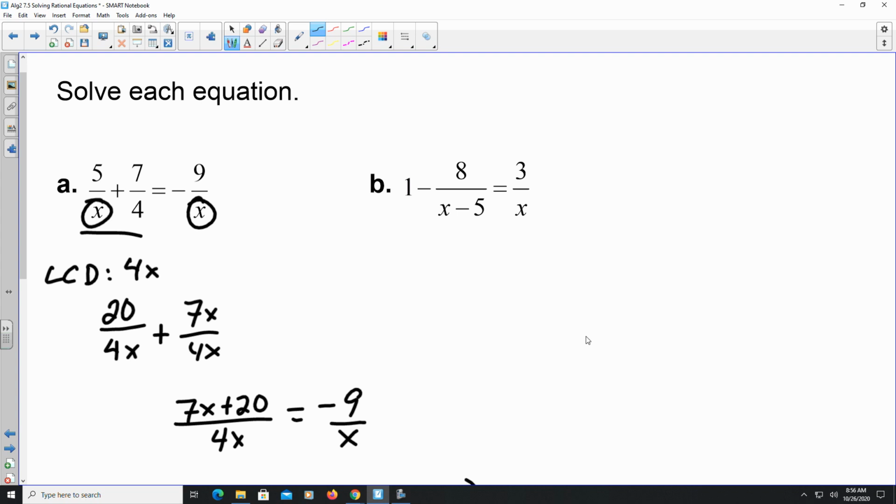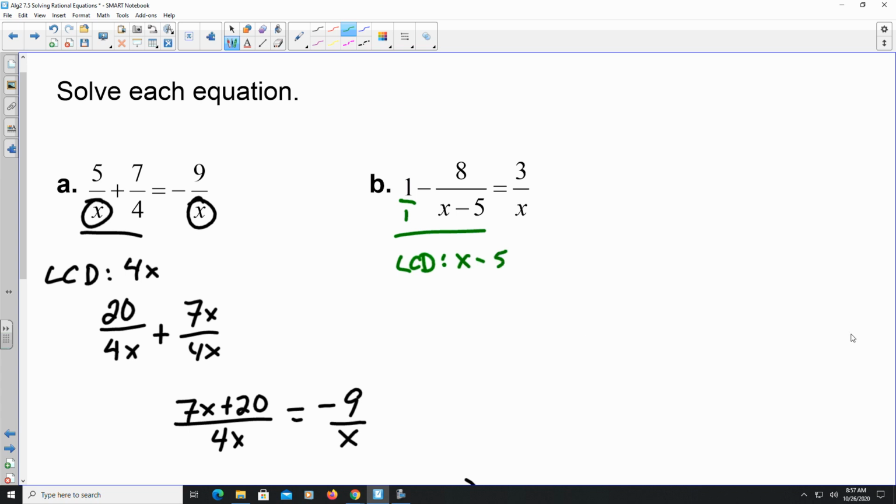If I looked at B, I have essentially two fractions. This is like 1 over 1, so that's one fraction, and then the minus 8 over x minus 5, that's the other fraction. 3 over x is just the one fraction on the right-hand side, so I got to make these two fractions into one fraction. So try to find the LCD here. 1 times x minus 5, well, that's just going to be x minus 5.